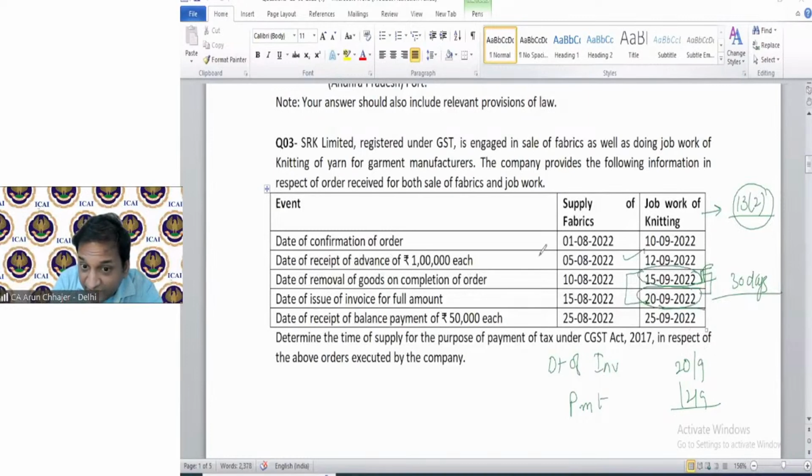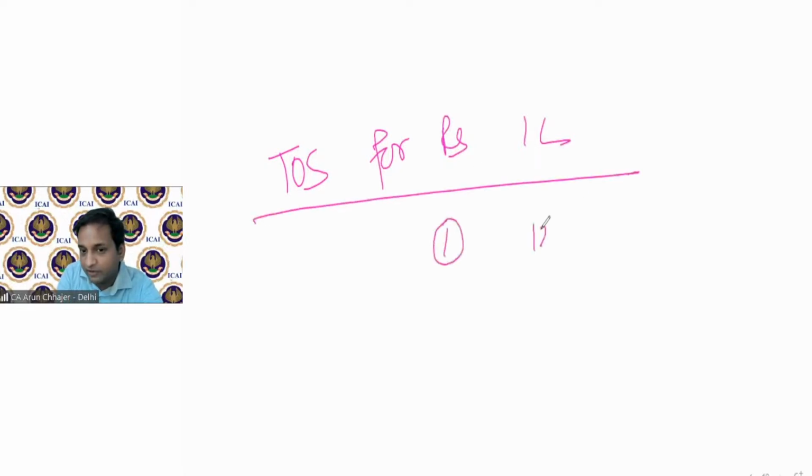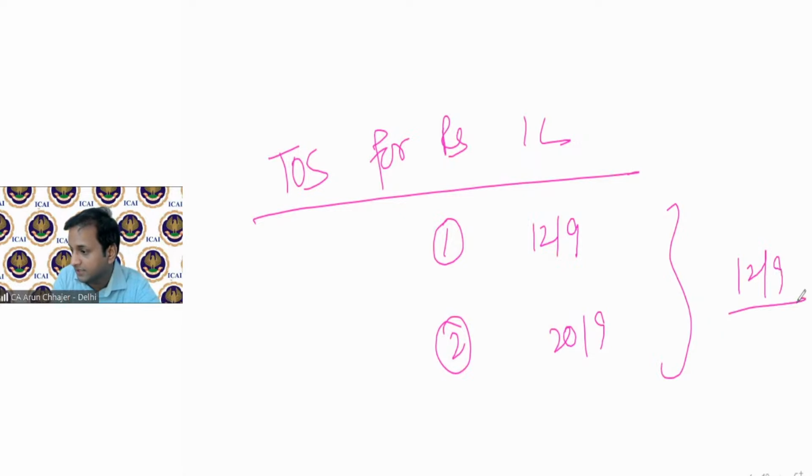Because I have received the advance, part advance, I have to calculate the time of supply in 2 parts. First, I will say the time of supply for rupees 1 lakh. The date when I received the advance is 12th of September and the date of invoice is 20th September. So whichever is earlier, 12th of September would be the answer. Now, what about the rest?